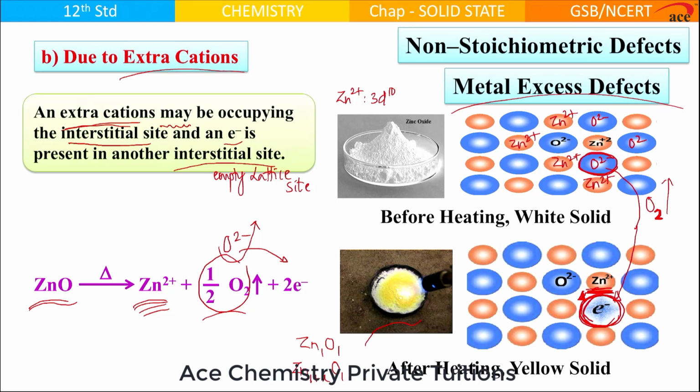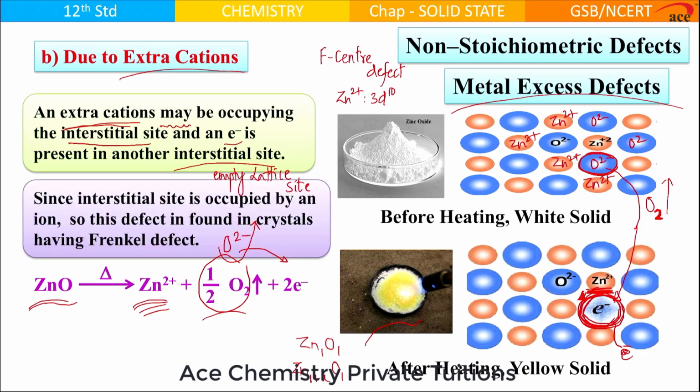So, an electron can be present in the lattice site, or an electron can slip and go into an interstitial site. So, it is one more example of metal excess defect. This also can be called an F center defect because that extra electron is responsible for color which was otherwise absent. Since the interstitial site is occupied by an ion, this defect is found in crystals like Frenkel defect.